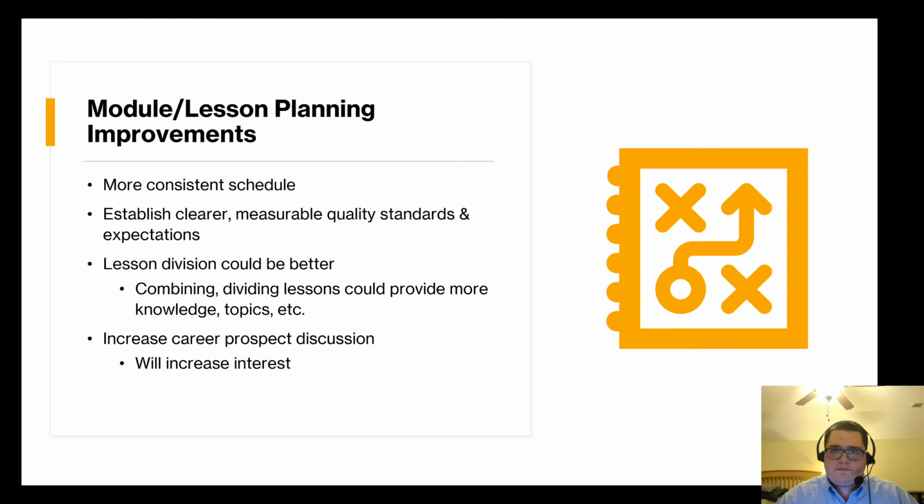The second point goes back to one made on the previous slide of establishing clearer and measurable standards. And I think the key word here is measurable. There's no real way to measure an expectation, to measure a quality standard, except for putting numbers to it. But numbers are kind of arbitrary. If you say, you should have 250 words for this particular part, it may not need 250 words. So finding a way to measure quality standards and expectations, I think, is really where the improvement needs to be made, and that's difficult to do.